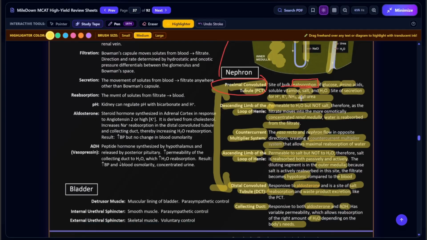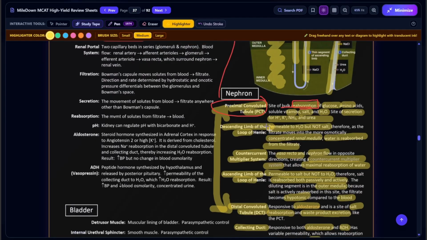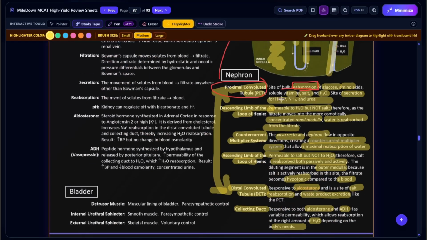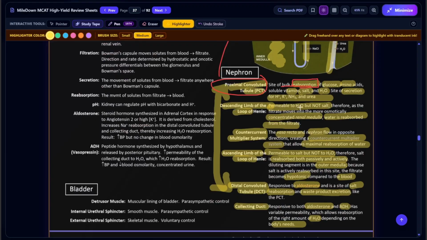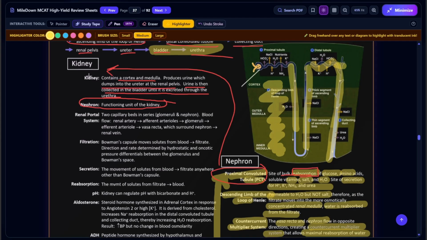Remember the proximal tube. The proximal tube is right here, and remember that in your descending loop it's permeable only to H2O but not salt. So the filtrate moves into the more osmotically concentrated renal medulla, so water is reabsorbed from the filtrate, and your ascending loop of Henle is permeable only to salt but not to H2O. Okay, so yeah, the kidney contains a cortex and a medulla and produces urine, which dumps. So we already went through that.